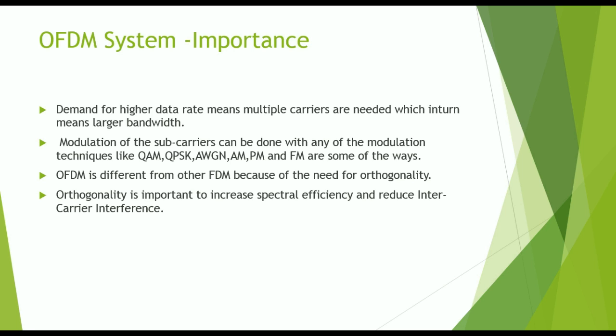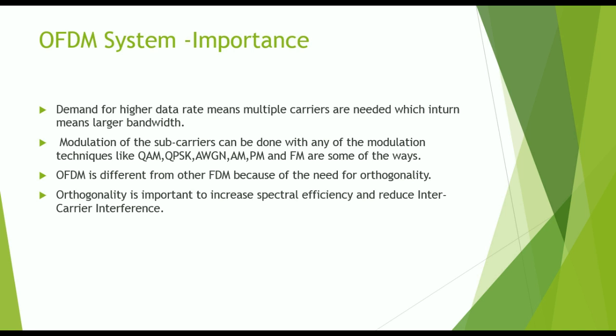OFDM is very effective for communication over channels with frequency selective fading, that is, different frequency components of the signal experience different fading. It is very difficult to handle frequency selective fading in the receiver, in which case design of the receiver is hugely complex. Instead of trying to mitigate the frequency selective fading as a whole, OFDM mitigates the problem by converting the entire frequency selective channel into a simple fading channel.